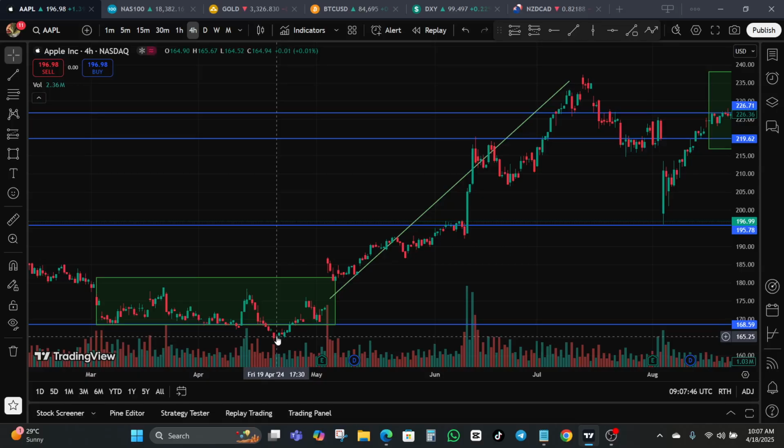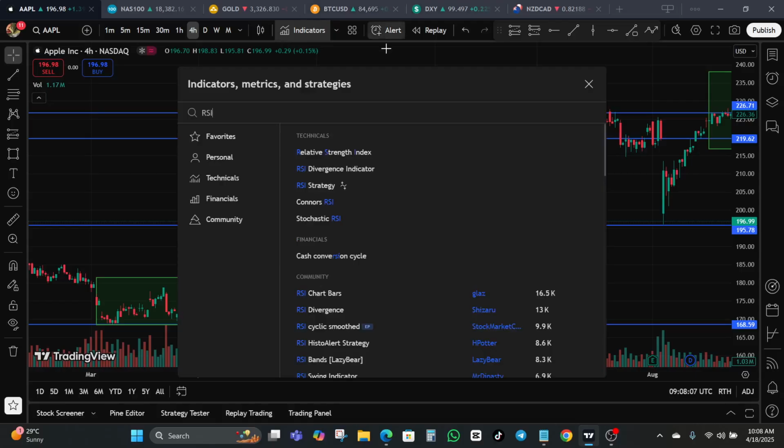So to improve the accuracy of your breakouts, you can actually combine this strategy with other technical indicators. All right, you can use moving averages, trend lines, oscillators. They can all help you confirm the breakout strength and direction. For example, let us say we are using RSI for confirmation.